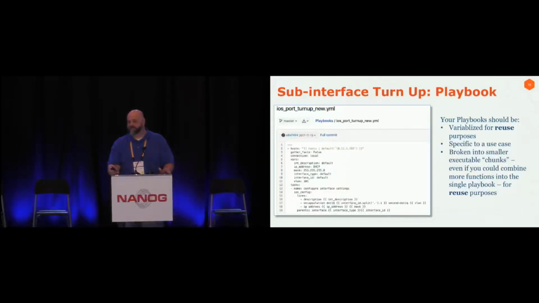The playbook for our sub-interface turn up, a few things about Ansible playbooks. Want to make sure that you variabilize as much as you can. You don't want to have a separate playbook that you have to go edit every time you call it to turn up a specific sub-interface, or to load a specific config, or to upgrade your OS. You can build variables into your playbooks so that those things are very reusable.